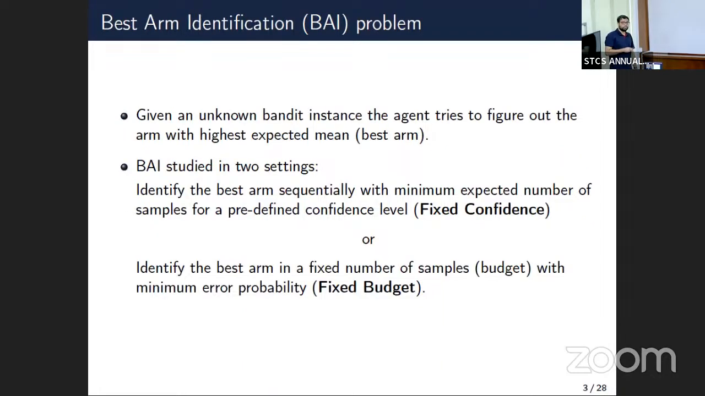So I'll speak a little bit about the best arm identification problem, particularly the fixed budget variant. Yesterday, Anirban spoke about the fixed confidence regime, where the goal is to identify the arm with the highest expected mean by sequentially sampling the arms. That's called fixed confidence. Today, we will focus on the fixed budget, where you're given a budget of, say, T samples, and your goal is to minimize the error probability of declaring the best arm.